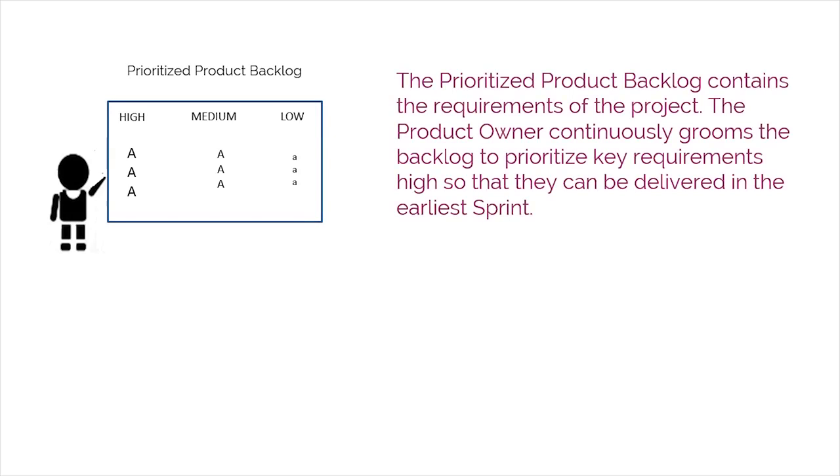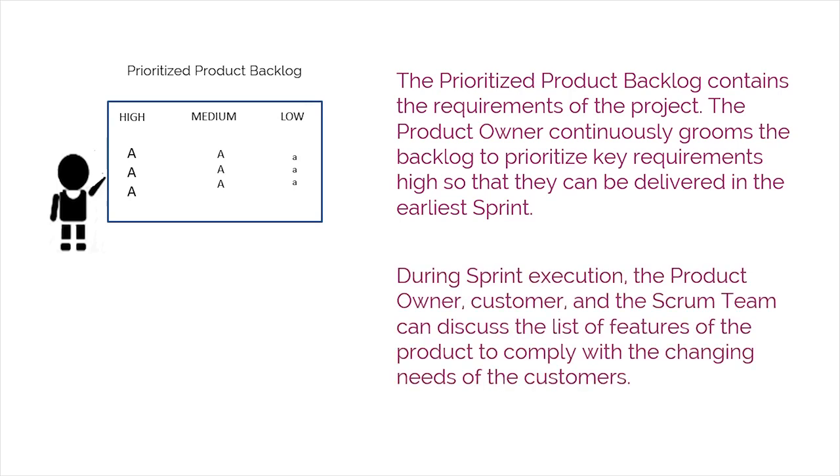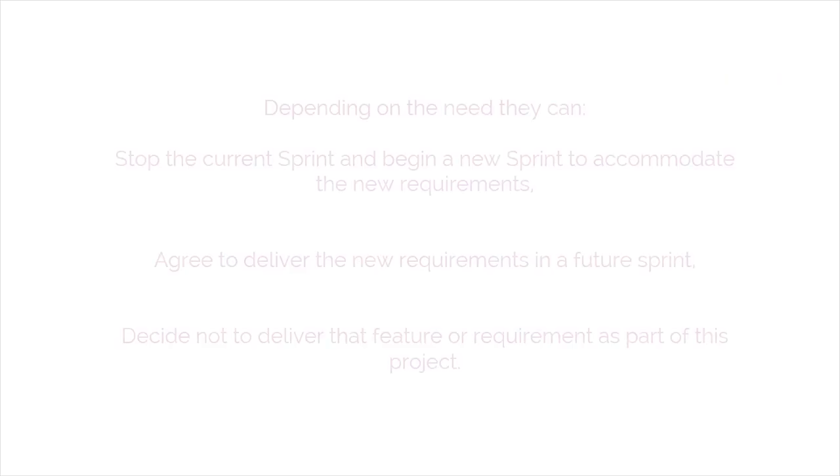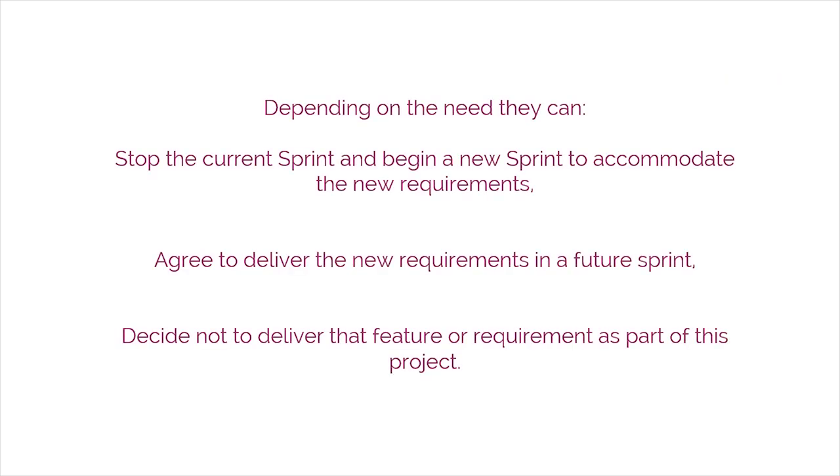The prioritized product backlog contains the requirements of the project. The product owner continuously grooms the backlog to prioritize key requirements high so that they can be delivered in the earliest sprint. During sprint execution, the product owner, customer, and the Scrum team can discuss the list of features of the product to comply with the changing needs of the customers. And depending on the need, they can stop the current sprint and begin a new sprint to accommodate the new requirements, or agree to deliver the new requirements in a future sprint, or decide not to deliver that feature or requirement as part of this project.